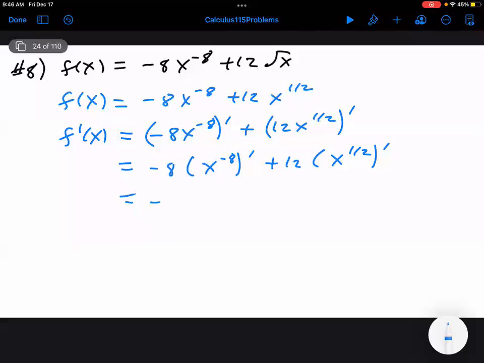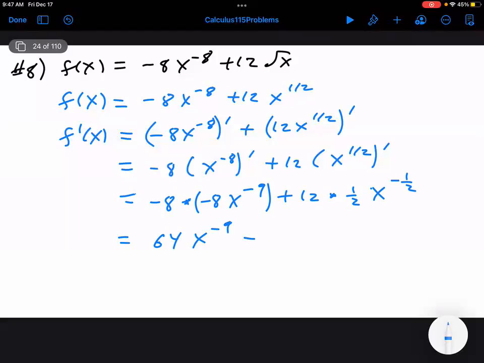Well, what's the derivative of x to the negative 8? This is the power rule. So it's going to be negative 8 x to the negative 9, because remember, we decrease the power by 1. Plus 12 times 1/2 x to the 1/2 minus 1, which is negative 1/2. So it'd be 64 x to the negative 9 plus 6x to the minus 1/2.